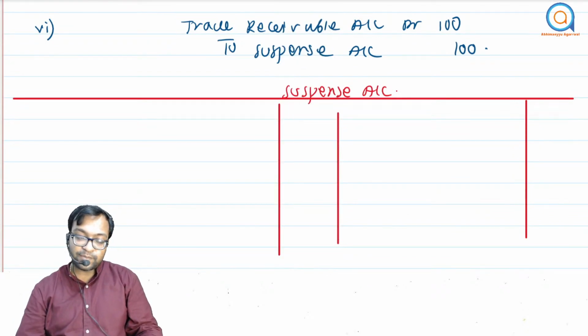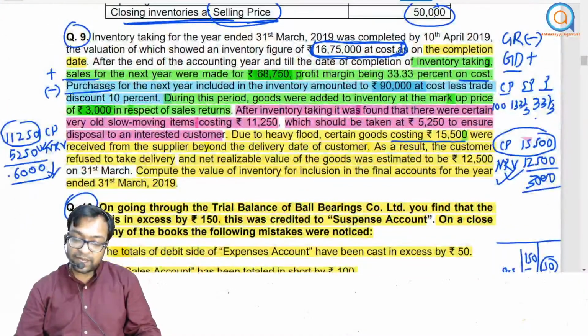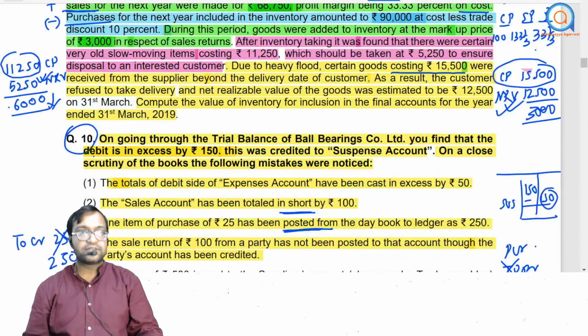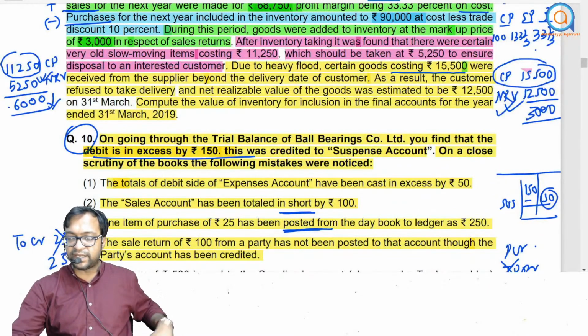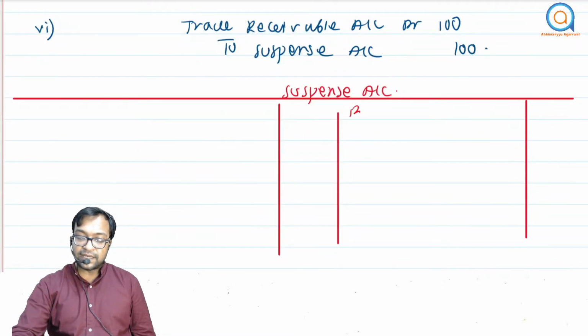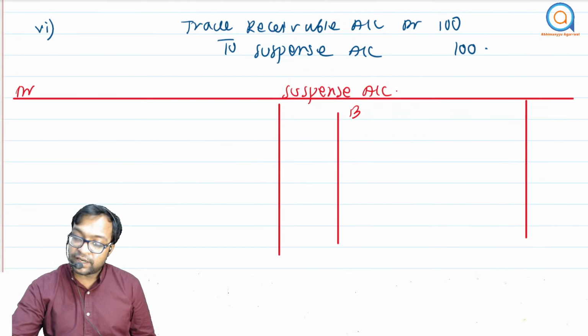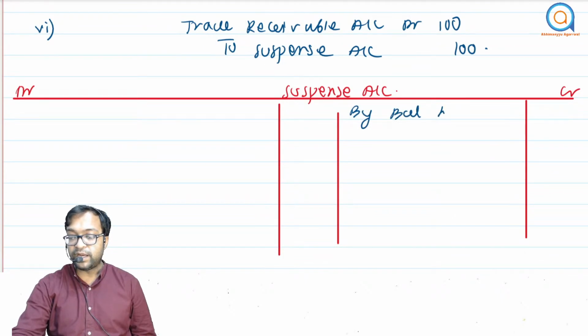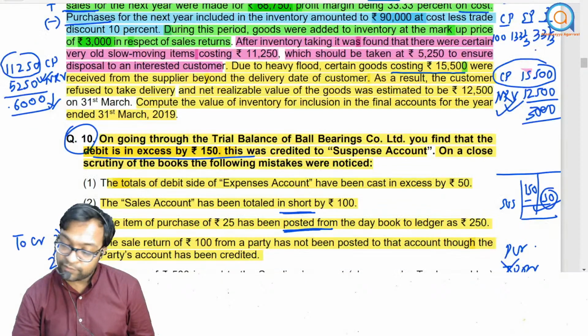Now in suspense, they have given a credit balance of 150. Your trial balance's debit was more, na. So suspense will come on the credit side, meaning a credit balance of 150. You will start with the debit side and the credit side. You will start your suspense with the credit balance: by balance brought down 150.